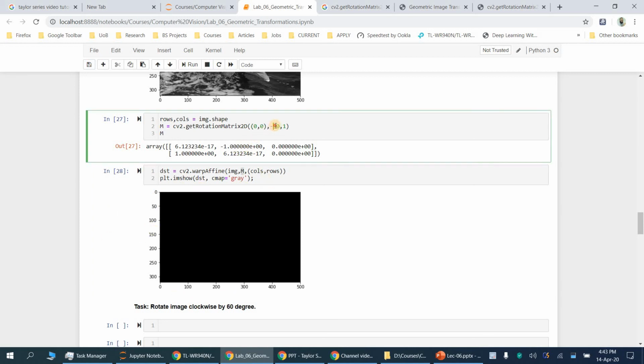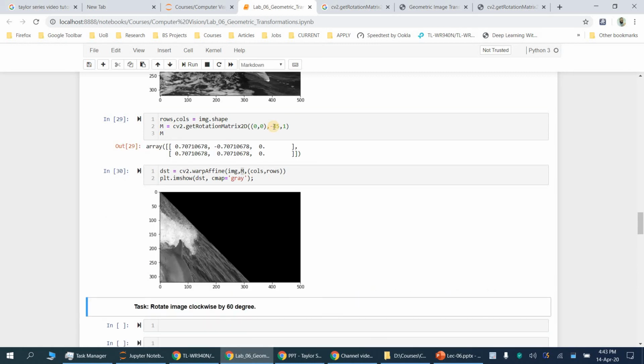I hope it's clear. If I choose a smaller movement, 45, then it will be partially moved. You see? Now half of it is moved, half of it is over there. This happened because my center of rotation is 0, 0, this point.